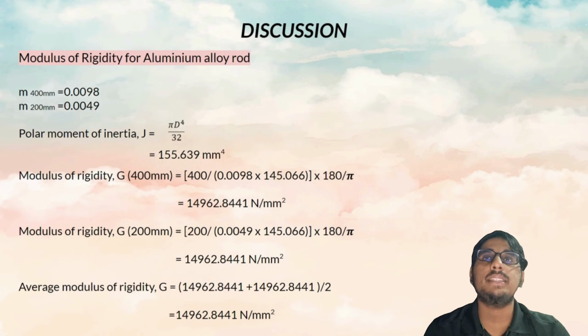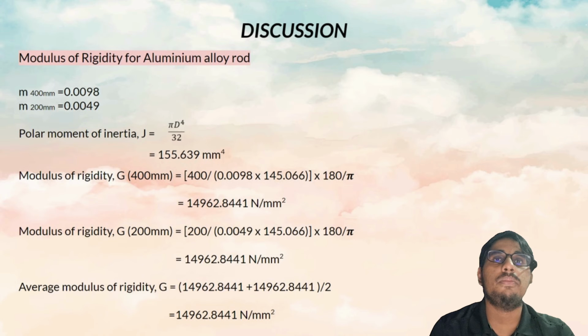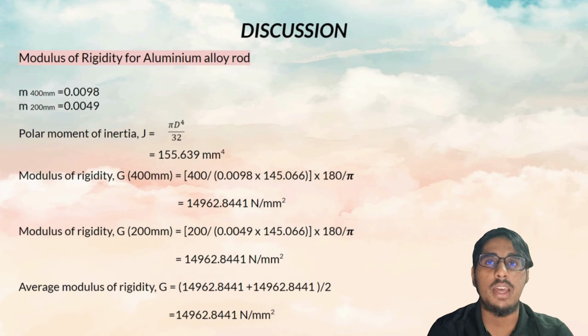So, next, for the modulus of rigidity for the aluminum alloy rod, we have two gradients, where the gradient for 400 mm is 0.098 and the gradient for 200 mm is equal to 0.049. Then we have to calculate the polar moment of inertia J, which is equal to 155.639. Then we have to find two moduli of rigidity since we have two lengths, which are 400 mm and 200 mm.